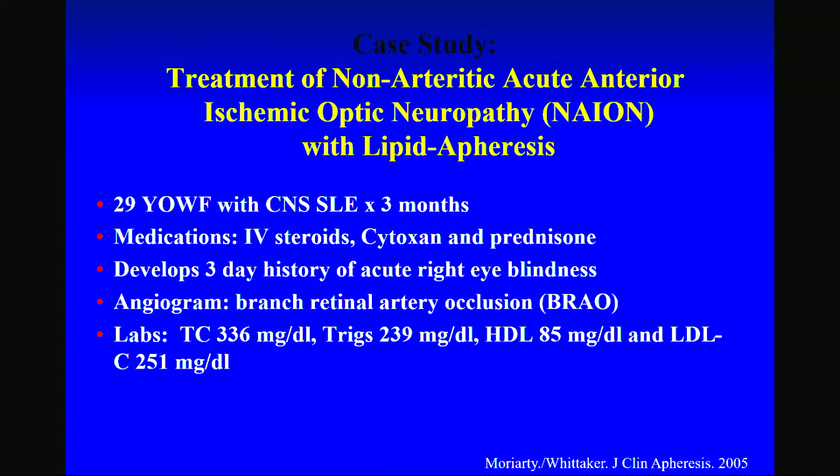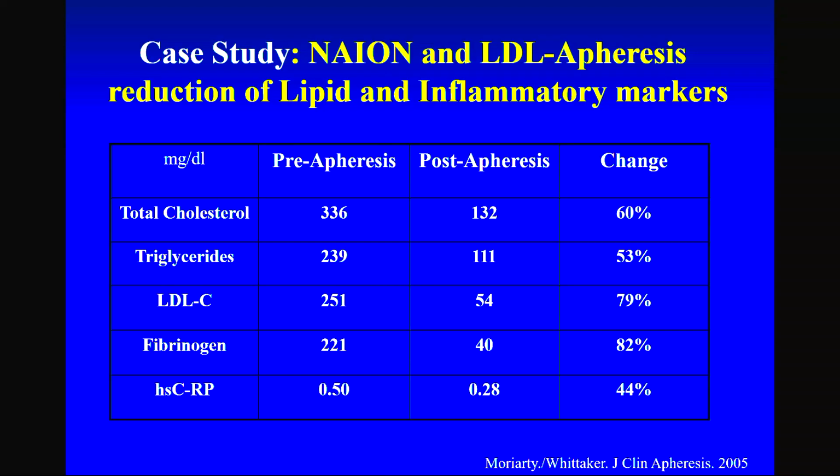I'll show you my patient. This was a case study we had at KU, again, about 15 years ago. It was a 29-year-old woman with a history of CNS lupus times 3 months, on medication including IV steroids, Cytoxan, and prednisone, and after she had a 3-day history of acute right-eye blindness, angiogram showed branch retinal artery occlusion, also called NION. Labs showed a total cholesterol of 336, trigs 329, HDL, and LDL actually of 251. So the ophthalmologist called me and asked me what we suggested. So what we did, we put her on apheresis, and I'll show you what happened.